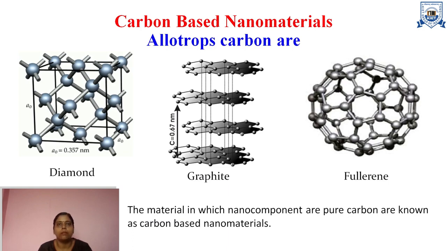In the previous lecture, we learned about the nanomaterial. The nano components made up of pure carbon are known as carbon-based nanomaterials. The various physical forms in which an element can exist are known as allotropes. The carbon allotropes exist in two forms: amorphous and crystalline. The amorphous structures have no regular geometry, for example coal, charcoal, etc., and crystalline has regular geometry, for example diamond, graphite, fullerene. Diamond is colorless, transparent, the hardest known natural substance.